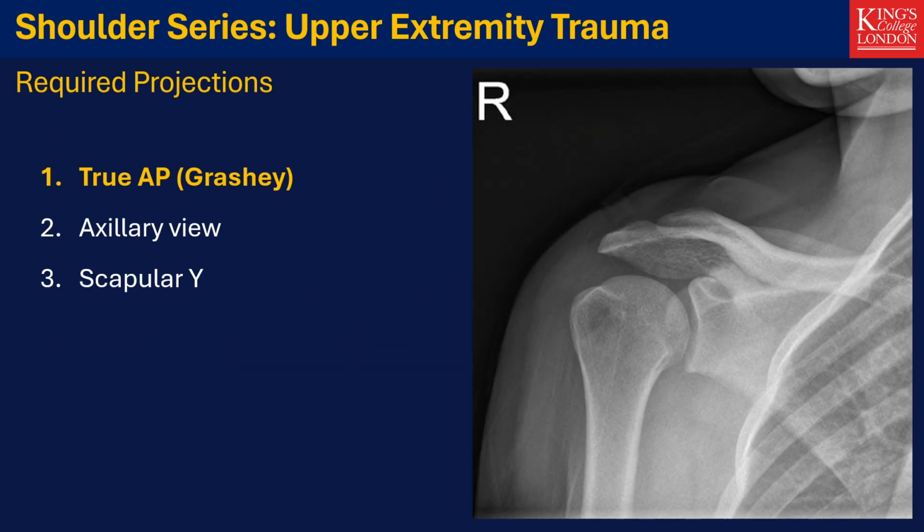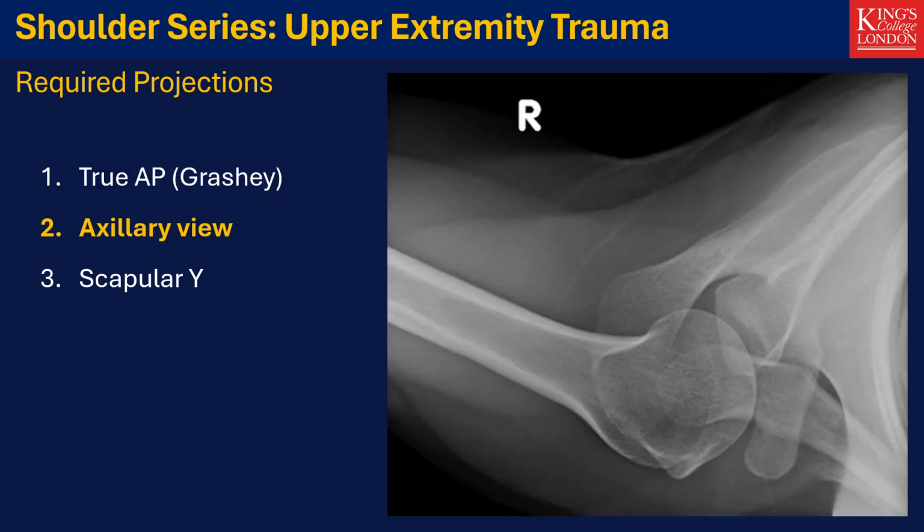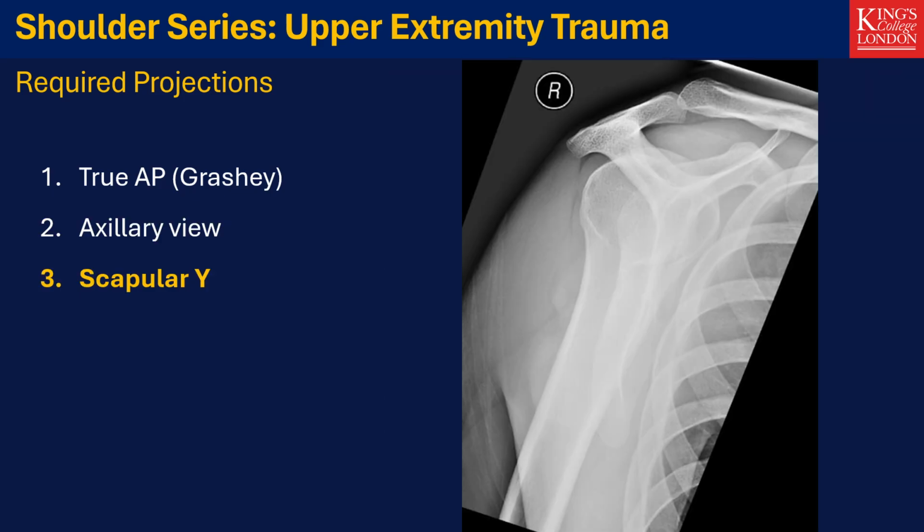Projection adequacy is fundamental. A complete shoulder series requires a true AP aligned parallel to the glenoid. An axillary view to confirm alignment. Without an axillary view, posterior instability cannot be excluded. And finally, a scapular Y view.